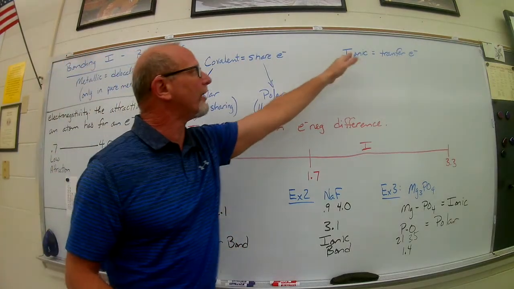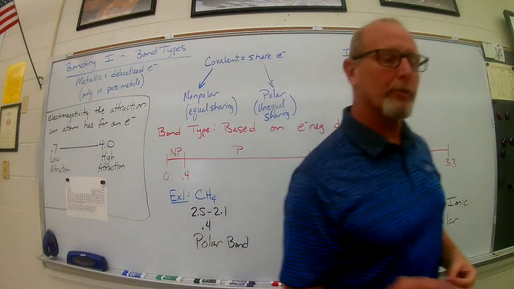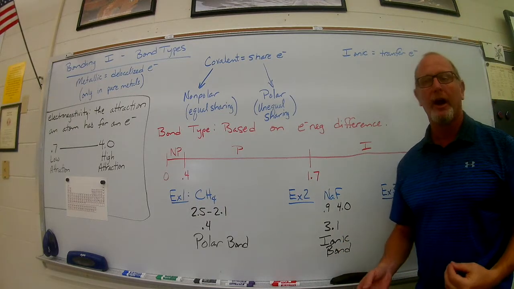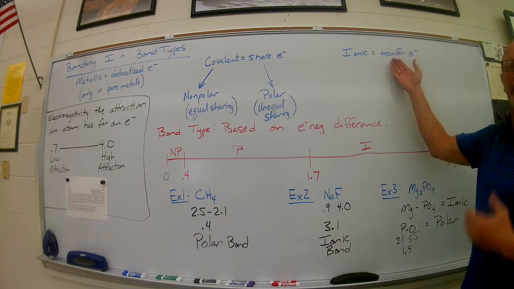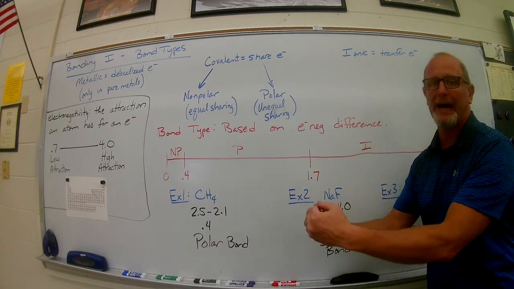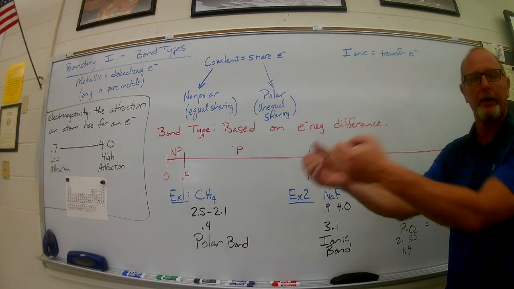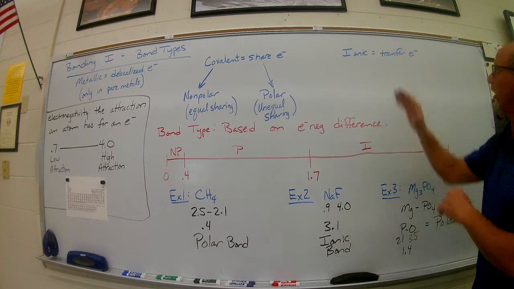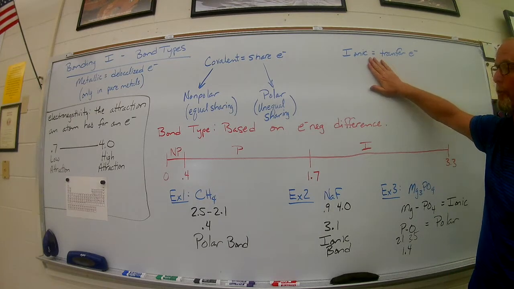Then the last one we have is ionic bonds. Ionic bonds are where there's a true transfer of electrons, from a metal to a nonmetal. The metal gives up an electron, the nonmetal accepts an electron. This is complete transfer, and those happen.